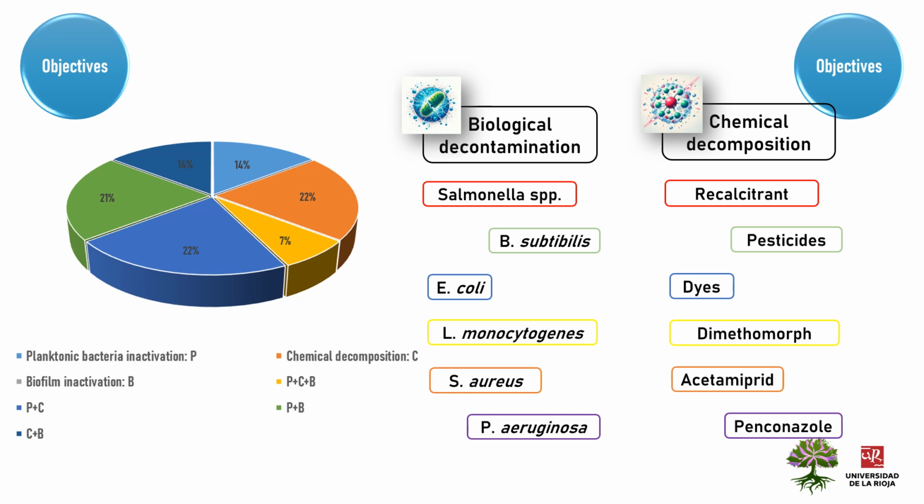This slide shows the objectives of each group. They are divided into planktonic bacteria inactivation, biofilm bacteria inactivation, chemical decomposition, and some mix of them. Thereby, the winners are chemical decomposition and biofilm inactivation, chemical decomposition, and planktonic and biofilm inactivation. It is worth mentioning that there is no group that only studied biofilm inactivation. Besides, in the other part of the slide, there are some examples of the most common bacteria and chemicals used, such as Salmonella, E. coli, or different dyes.